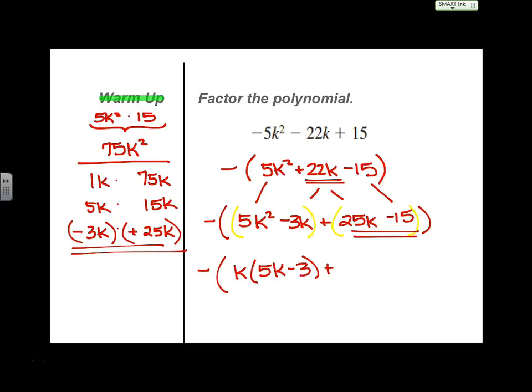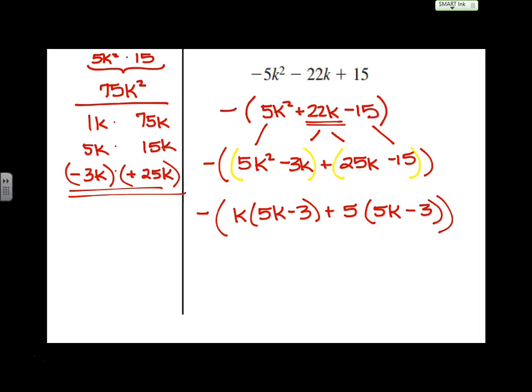Plus, is anything shared in the second pair? 5. Good. Pull it out, aka factor. When you factor, you divide away, right? Exactly. 25k is 5 times 5k. Take away one of the 5s. There's only a 5k left. 15 is 3 times 5. Take away the 5. What's left? 3. You can double check, right? 25 and 15. Good. Now we can say, hey, is there anything in common?